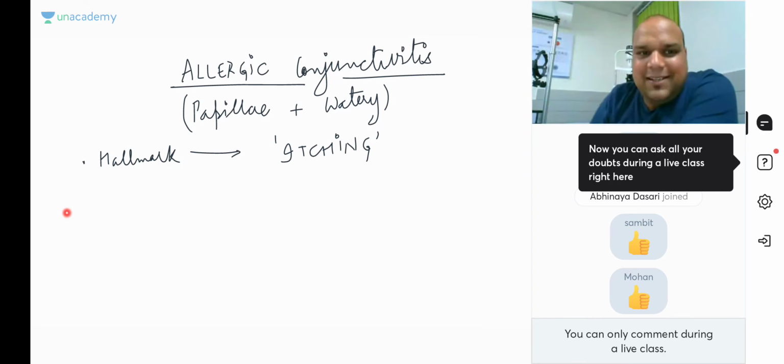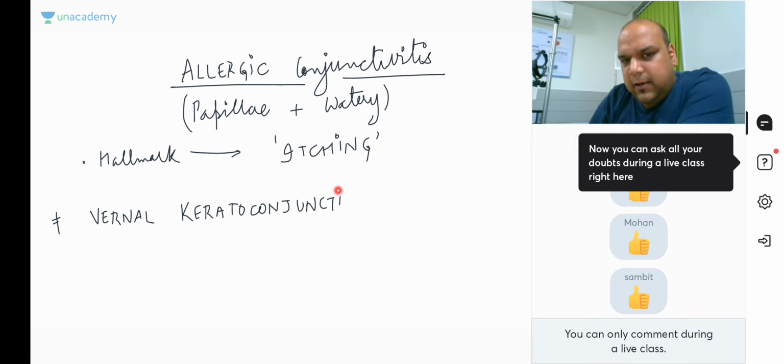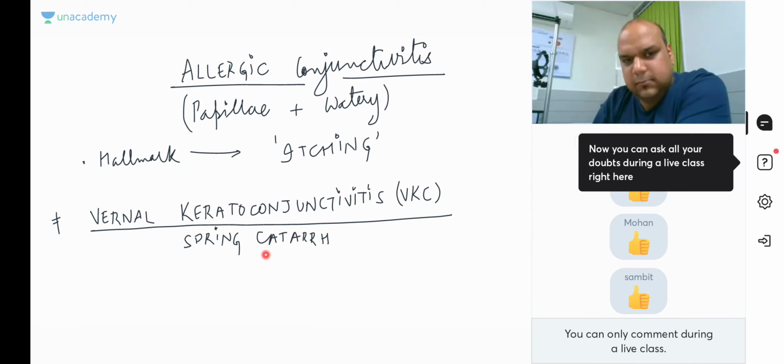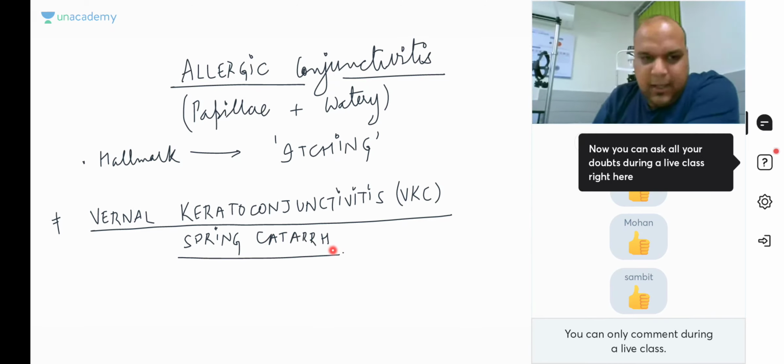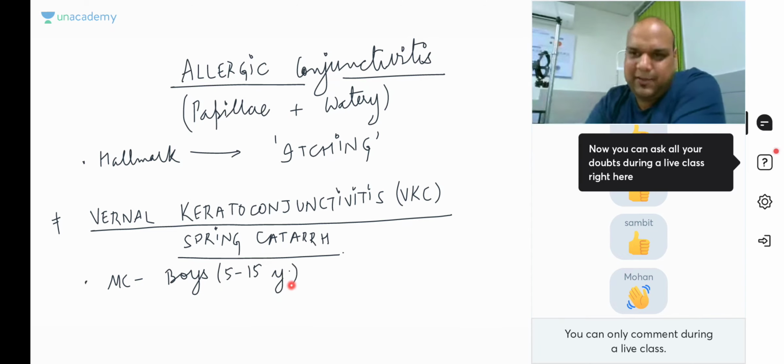Okay. Now, the main condition in allergic conjunctivitis, everybody, is what we call vernal keratoconjunctivitis, VKC. VKC is also known as spring catarrh. Am I clear to people? Now, VKC occurs more commonly in boys. That means the male sex is more prone to it. And when I say boys, I am trying to indicate the age group 5 to 15 years of age. I'm not saying a male adult.